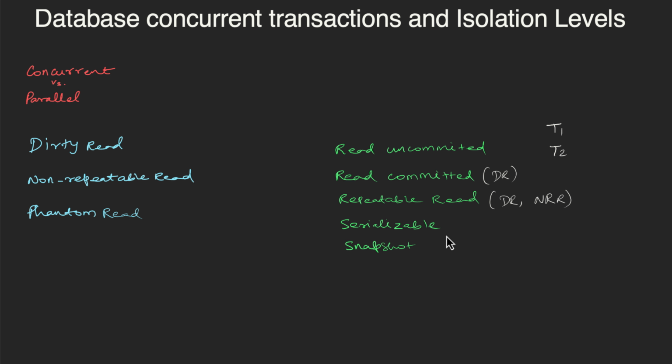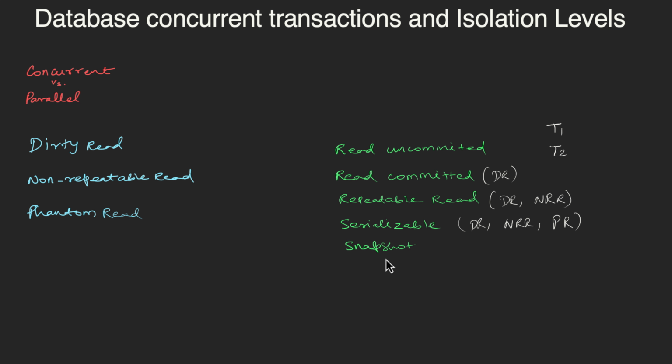This is again implemented using some sort of locking mechanism, where if one transaction has started and another transaction is trying to use the same set of data, then the second transaction will be blocked until the first transaction has completed. So this solves all three problems. This solves dirty read, non-repeatable read, and it also solves phantom read. But the compromise here is that we have achieved high consistency, but the concurrency is very low.